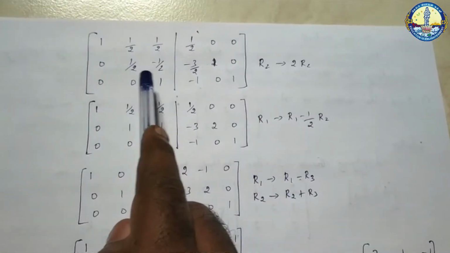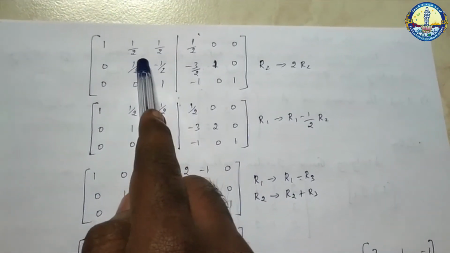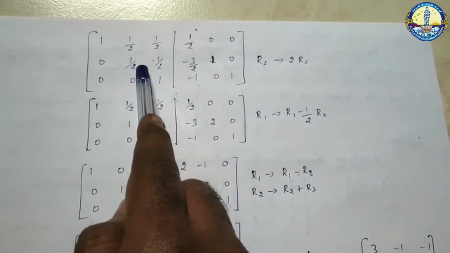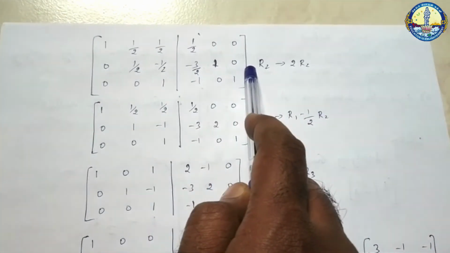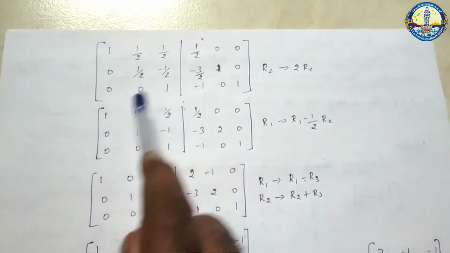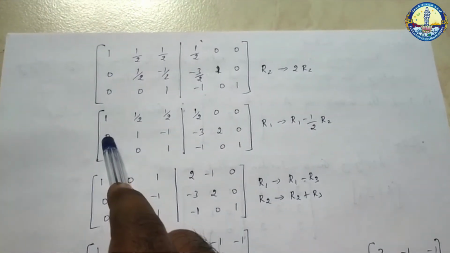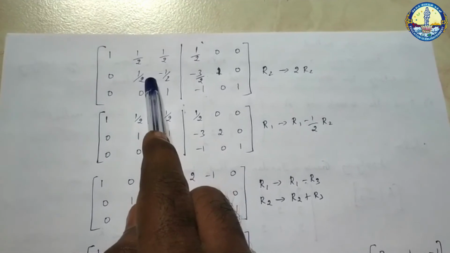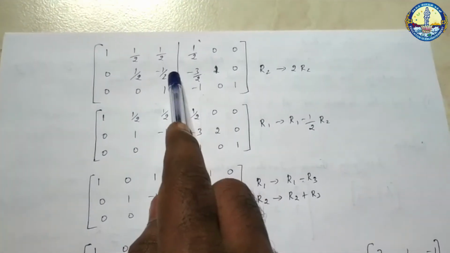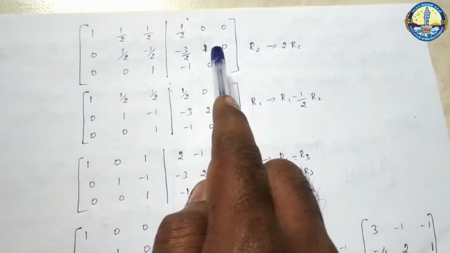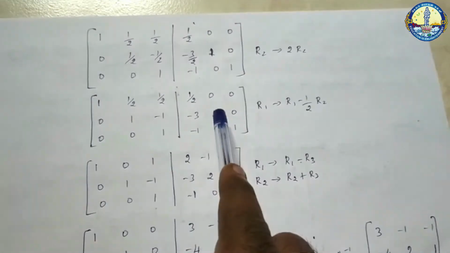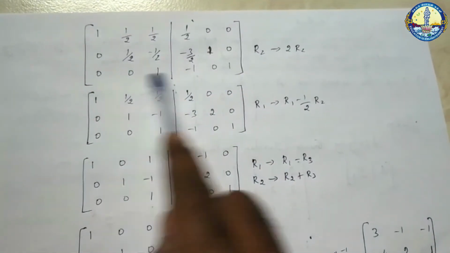Okay, so now we have to make this as 1. Here 1 by 2 is there, so if we multiply by 2 it becomes 1. So multiply the whole row R2 by 2, and write R1 as it is. R2: 0 into 2 is 0, 1 by 2 into 2 is 1, minus 1 by 2 into 2 is minus 1, minus 3 by 2 into 2 is minus 3, 1 into 2 is 2, 0 into 2 is 0. R3 as it is.